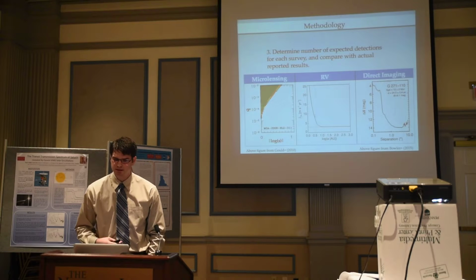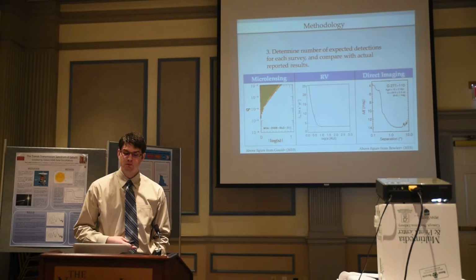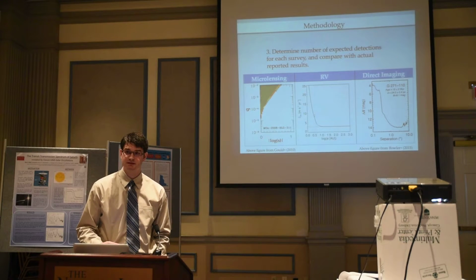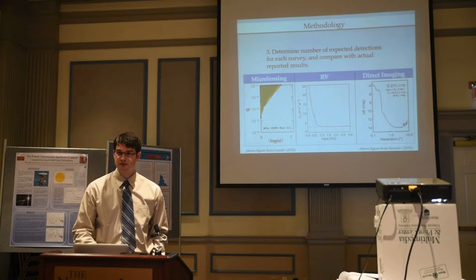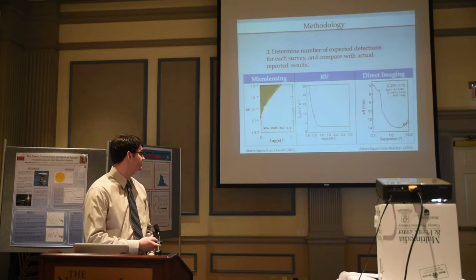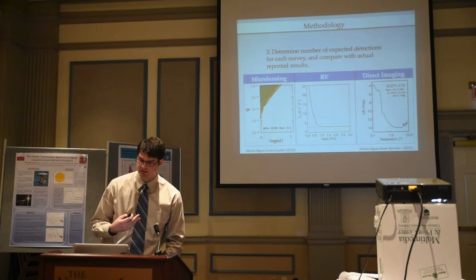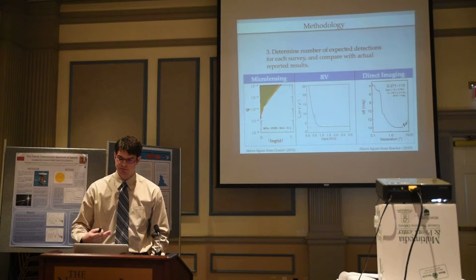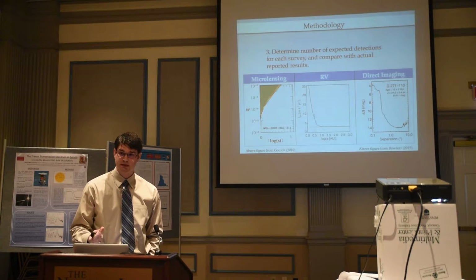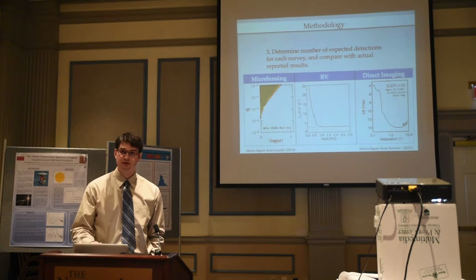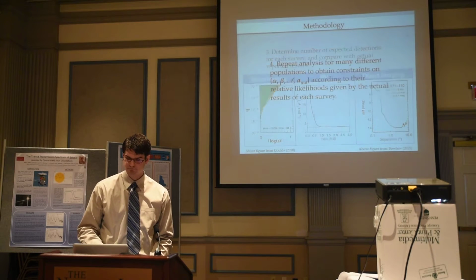Once we have these observables for each of the planets in a given population, we can then determine the number of expected detections for this particular population, given the actual reported detection limits of each of these surveys. And here I've just shown a few examples from each of the techniques to demonstrate what types of detectability these surveys have. And once we have these numbers of expected detections, we can compare them with the actual reported results and determine a likelihood for this particular planet population.